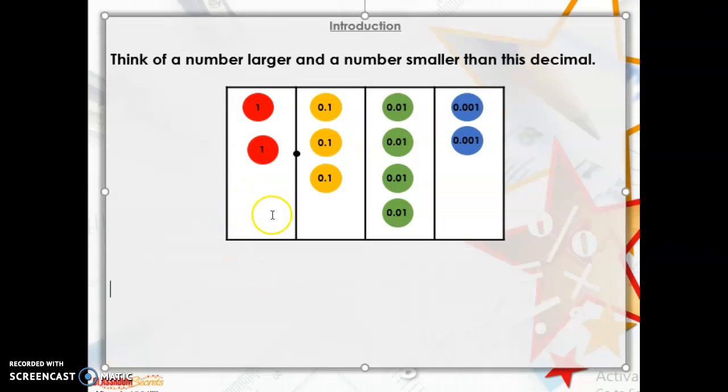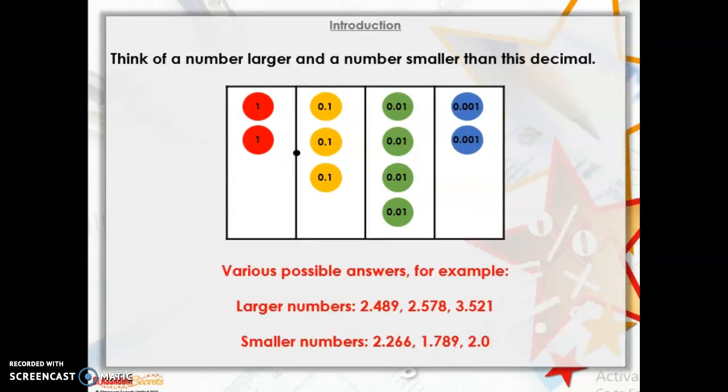Going bigger, you literally could have had any number in the ones column, and that would have made it bigger. So 3, 4, 5, 6, 7, 8, or 9 would have made for a bigger decimal. You could have had 2, but made sure you had more tenths, so 2.5 something something. Hopefully you've been able to think of a smaller and a larger number. Here are some examples: 2.489, 2.578, 3.521. Smaller numbers: 2.266, 1.789, or 2.0.